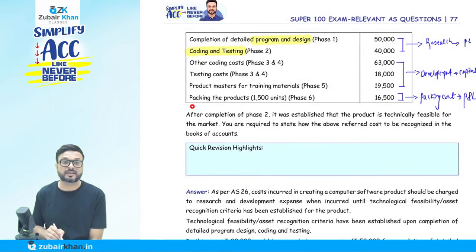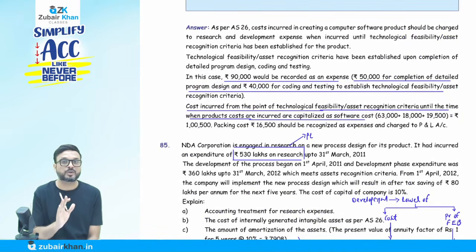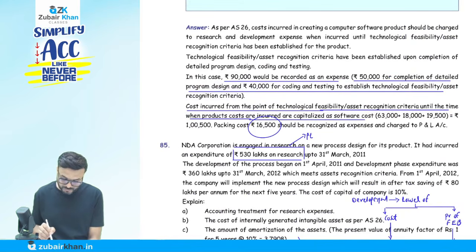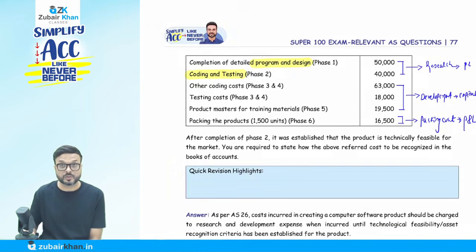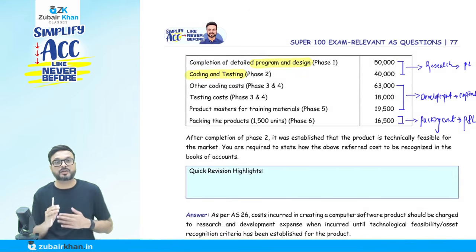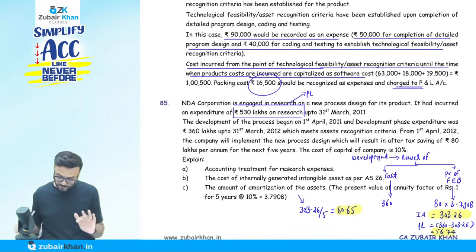Then they incur the packing of the product. Packing is packing material so the product is ready to sell. So that packing cost of 16,500 should be recognized as an expense. It will go to profit and loss account. The expenses incurred during the research stage will go to P&L account. During the development stage, they will be capitalized, and the packing cost will go to the profit and loss account. Okay. Now understand this one.